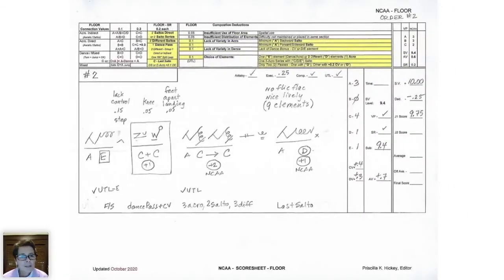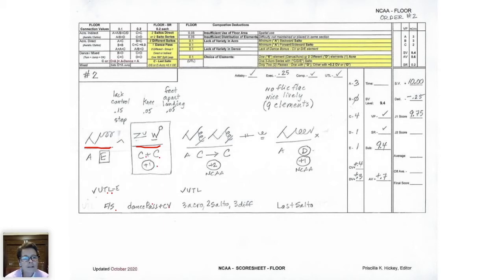Okay, here's the script for gymnast number 2. She starts with an Arabian double front, which is an E skill, so it fulfills the UTL and the forward sideward skill. Then she does her dance pass, which is a switch half into a wolf full, CC plus 1 connection value. It fulfills the dance pass and her dance bonus.